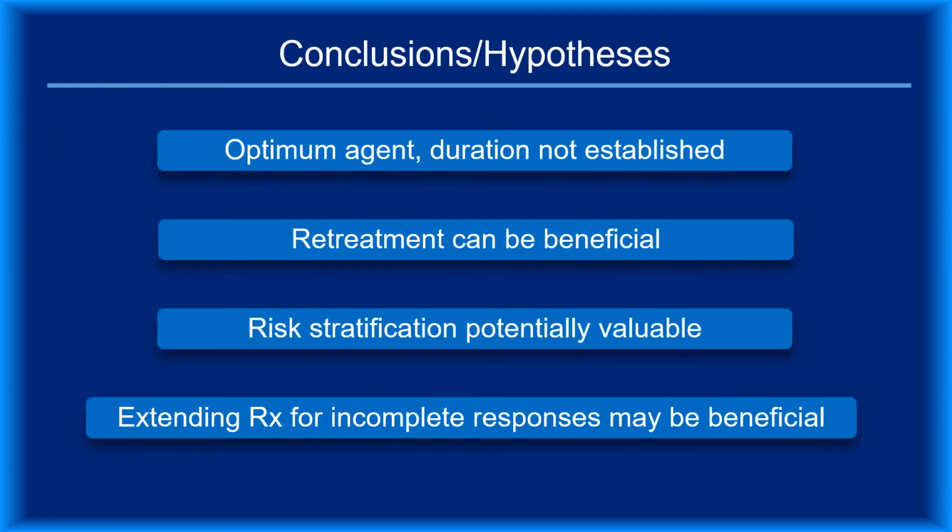Based on the trial analysis presented here, we can conclude that the optimum agent and duration of treatment for erythema migrans patients has not been established. We can hypothesize that antibiotic retreatment is not unreasonable given its reported success in the analyzed trials. Risk stratification based on the initial presentation could lead to better outcomes provided those at high risk were managed differently, and those who had an incomplete response to 20 days of therapy might benefit from extending the duration of antibiotic treatment. This suggests that a planned post-treatment follow-up by phone or in person may be useful.